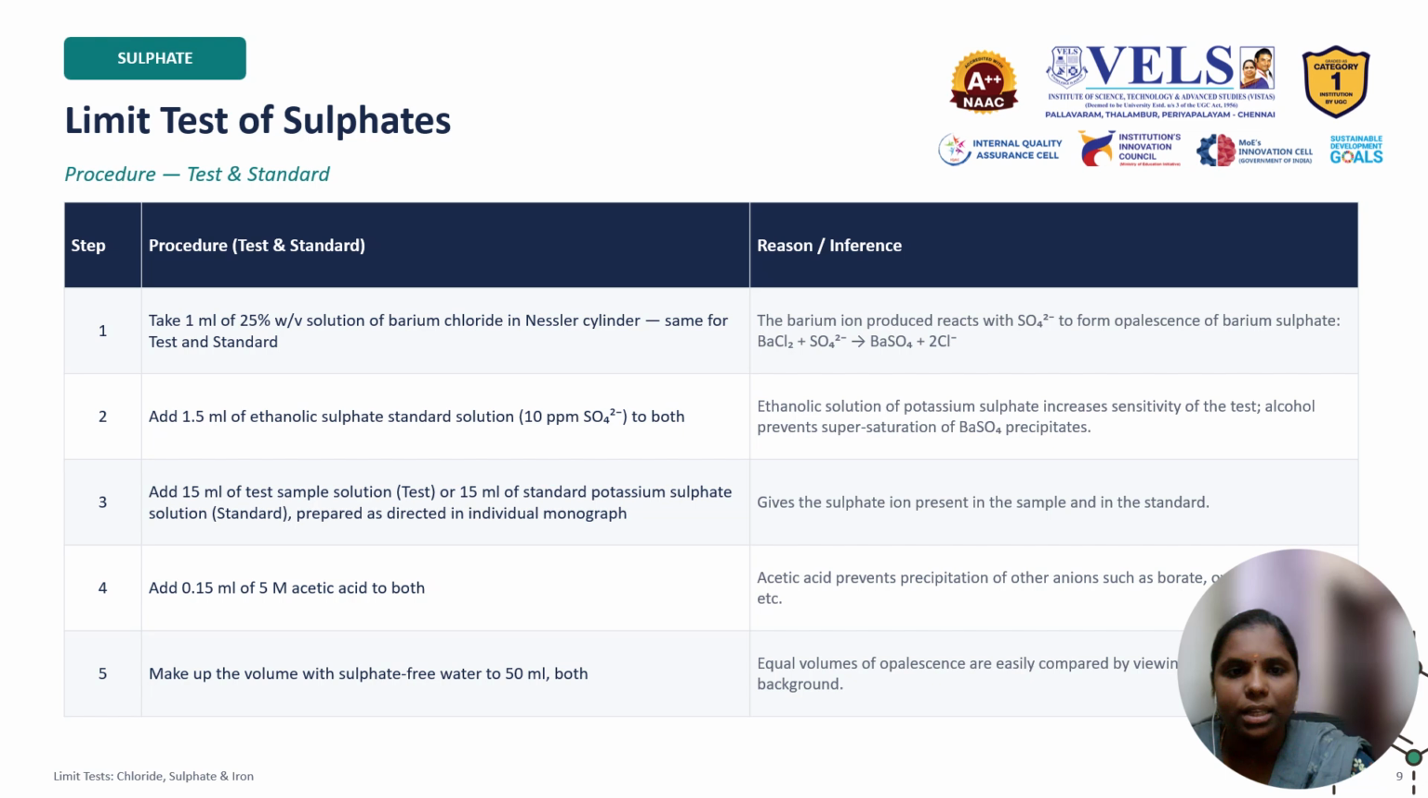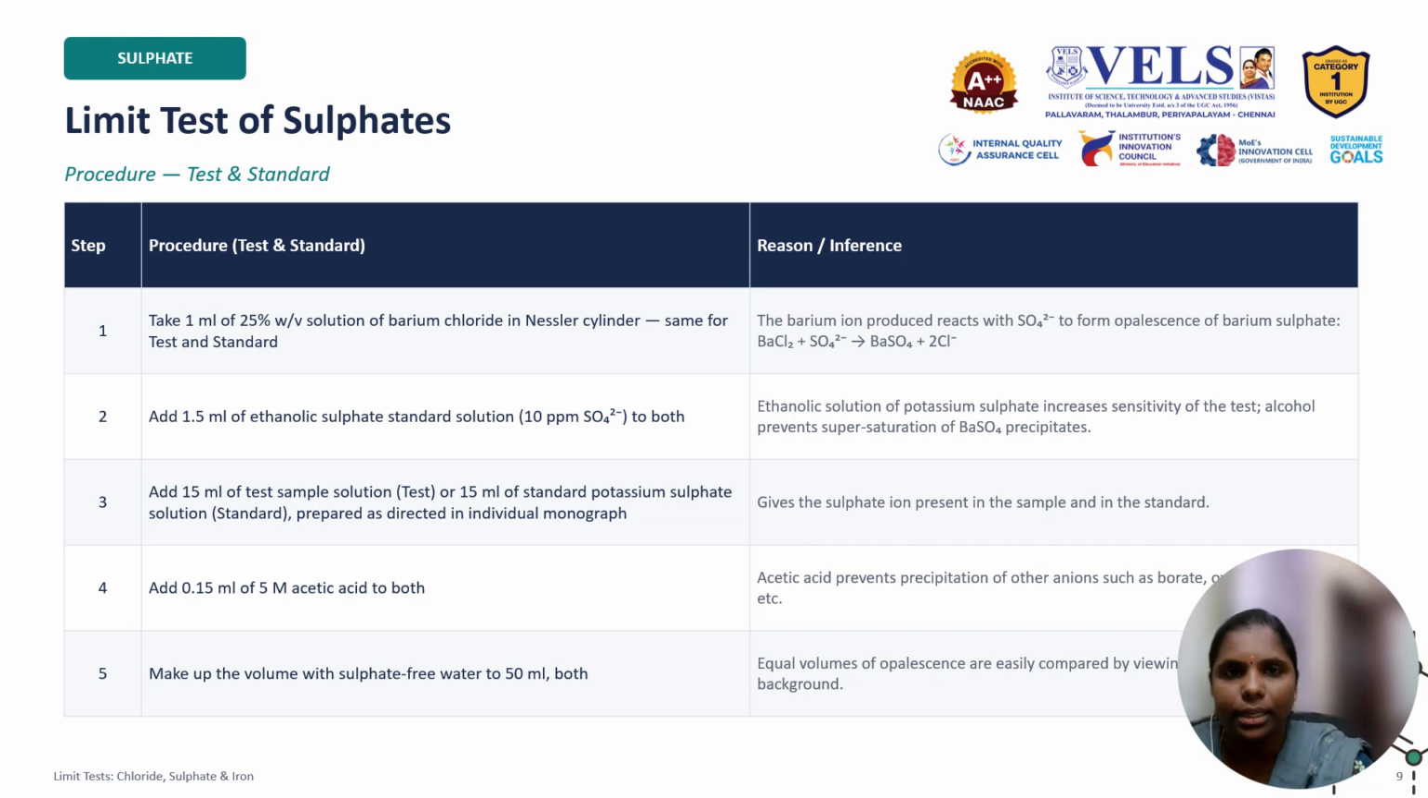The procedure is as follows. We are going to take 1 ml of barium chloride solution in both the Nessler cylinders, test as well as standard solution. We are going to add ethanolic sulfate standard solution to both the Nessler cylinders. Add the test sample solution to the test cylinder and standard sulfate solution to the standard cylinder.